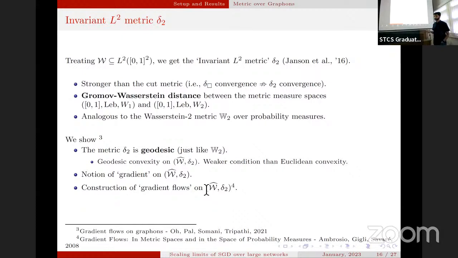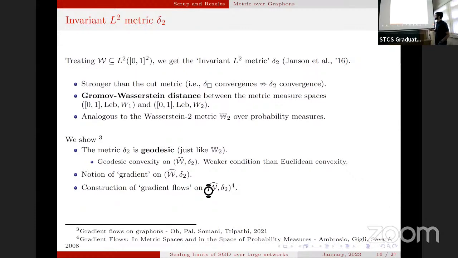What does geodesic convexity mean? Geodesic convexity means that if you have a geodesic, you ask for the convexity relation along the geodesic. The lambda parameterization is along the geodesic. In that way, you can make sense of what geodesic convexity is. The set of geodesically convex functions is a superset, strictly bigger than the set of functions which are just Euclidean convex. This is because of the symmetry and the redundancy in the labeling.